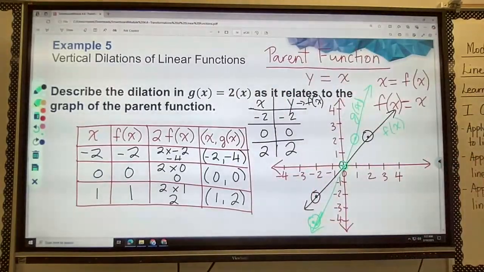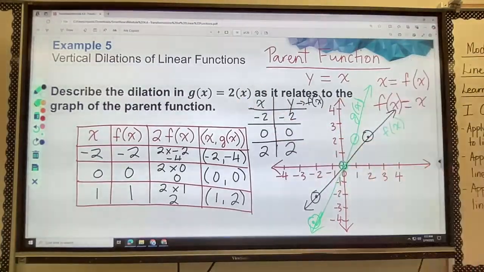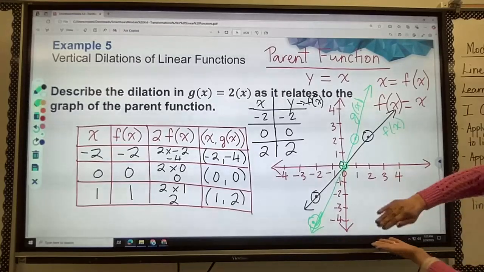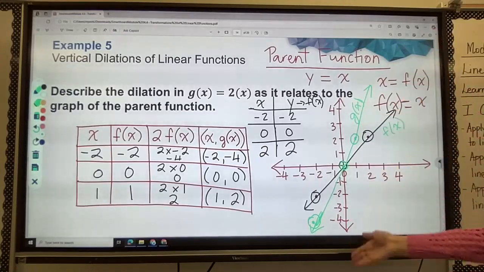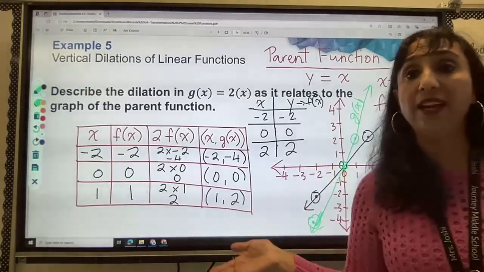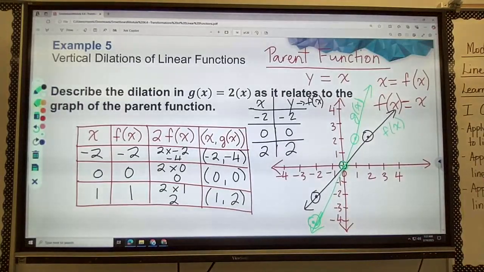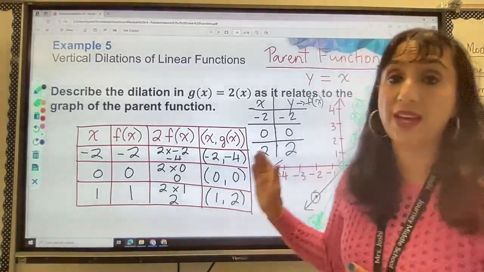So because of that, and we know that 2 is greater than 1, the graph of f of x is stretched vertically by a factor of a, which is 2 in this case. What is the scaling factor here? The scaling factor is 2. Okay, and so g of x is equal to 2x is a vertical stretch of the graph of the parent function. The slope of the graph of g of x is steeper than that of f of x, and you can just see that.